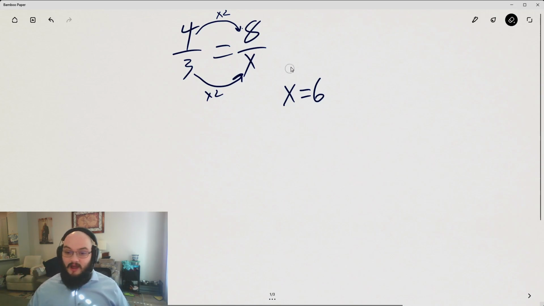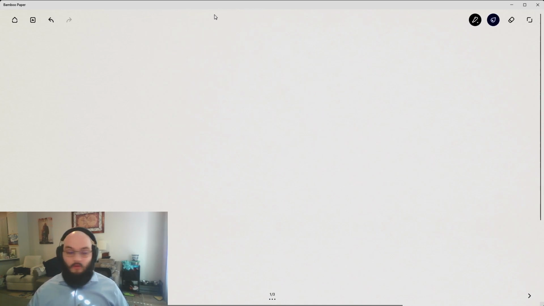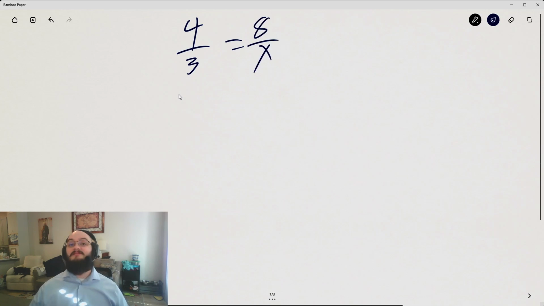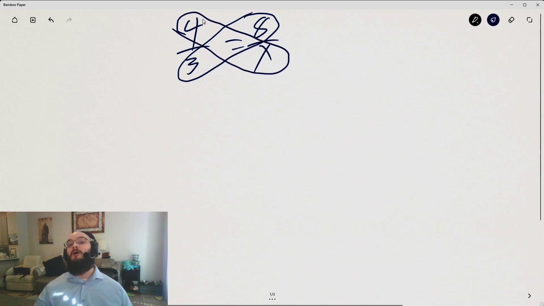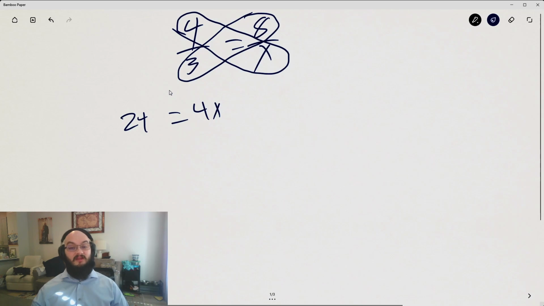Let's take a look at how we would do this with cross multiplication, or the butterfly method. 4 over 3 is equal to 8 over x. In the butterfly method, or cross multiplication, 3 times 8, so one of the numerators times one of the denominators, is the same thing as the other numerator times the other denominator. So 3 times 8 is 24. That is equal to 4 times x. Dividing both sides by 4, we get 6 is equal to x. And so we wound up with the same answer both ways.